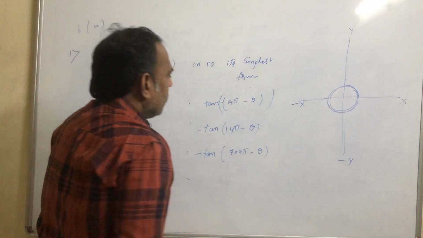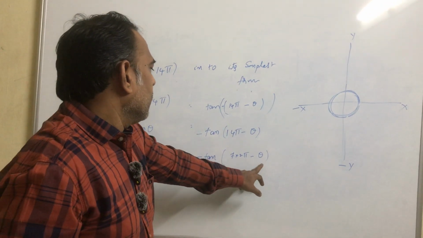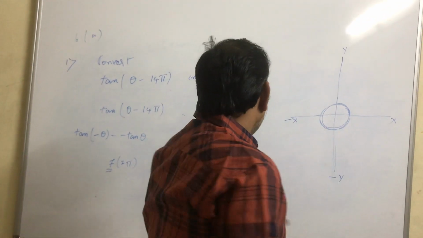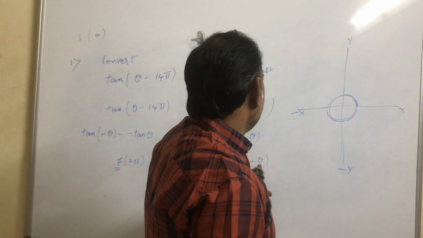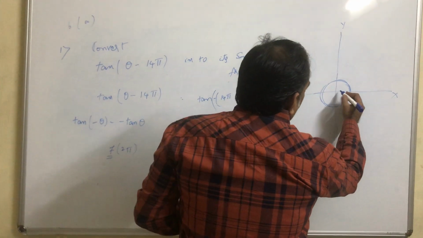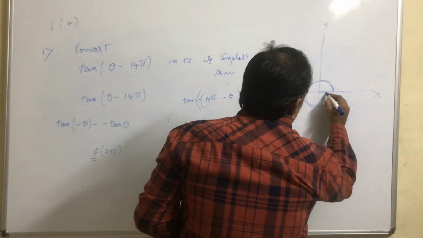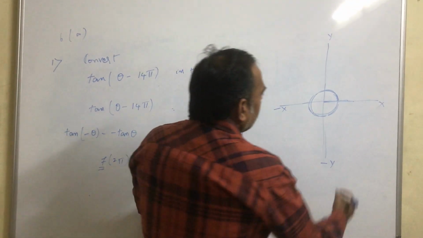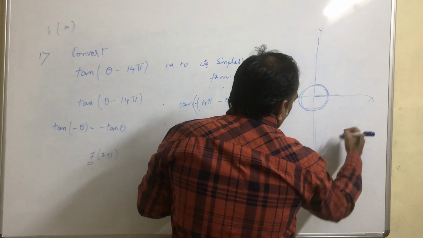Now we should know in which quadrant this angle should come. We make 7 rotations. After that, minus some angle. If after 7 rotations we are here, and we subtract some theta, that means we are in the fourth quadrant.